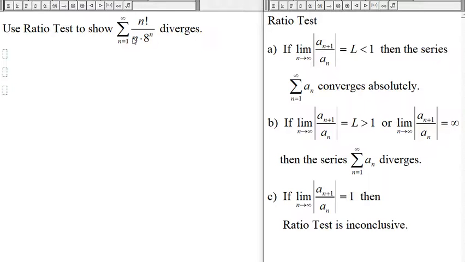We have the infinite series n factorial divided by n times e to the n, and we want to show that this infinite series diverges using the ratio test. So to use the ratio test to show that the series diverges, then we need to show this.